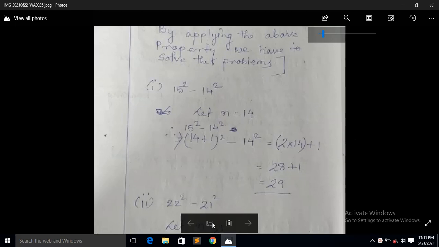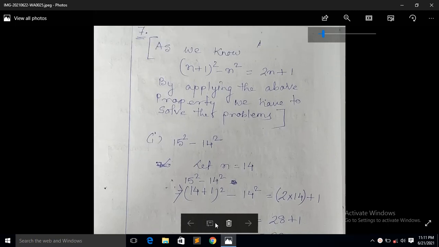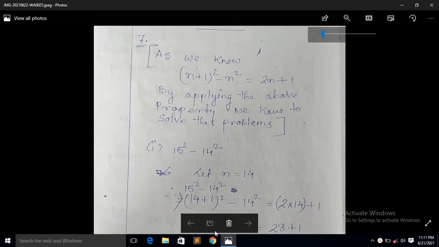I am going to explain the topic for which I gave you the task to note down the solutions of exercise 3.1, question numbers 7 to 11. In question number 7, they have asked you, using properties of squares, find the values of the following. Say, 15 square minus 14 square.